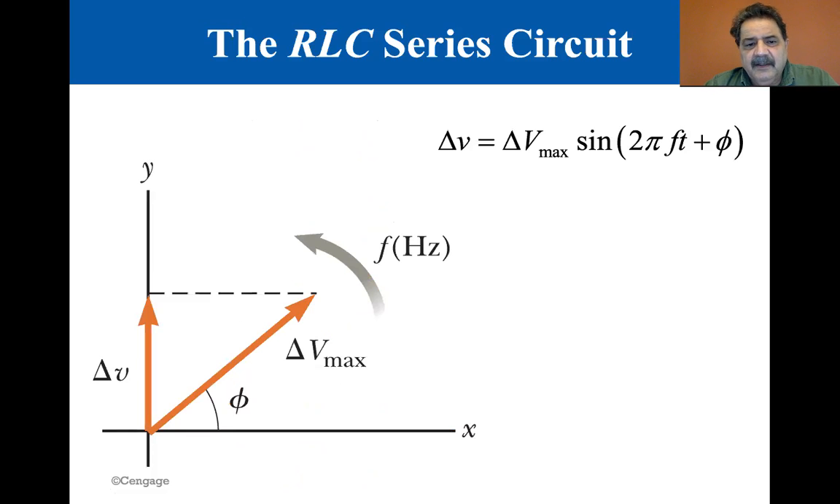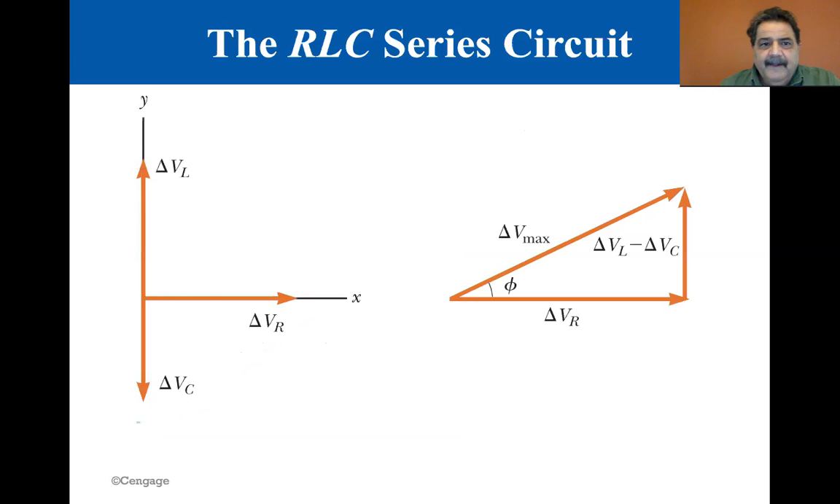Delta V is delta V max times some phase angle, and you can see how it's the sine. It's opposite, not the adjacent. So delta V equals delta V max sine 2 pi f t, or omega t, plus the phase angle, some phase angle. So that's how you get it. I equals I max sine 2 pi f t, or sine omega t. And this is how you determine the phase angle.